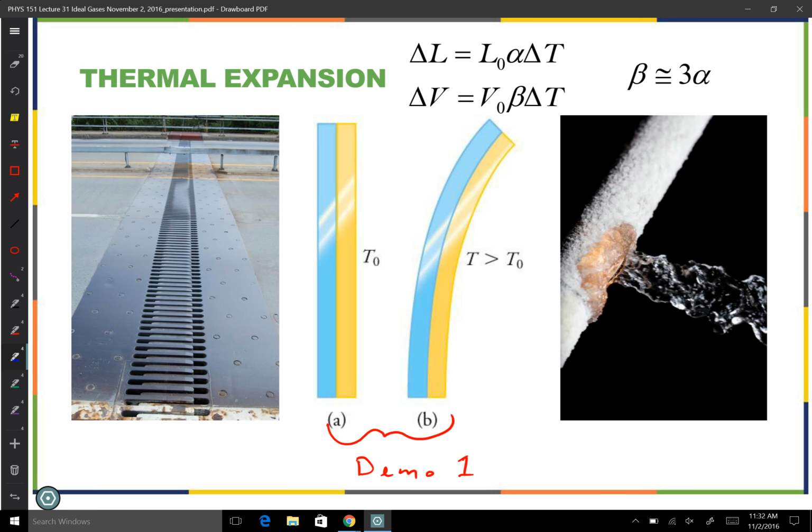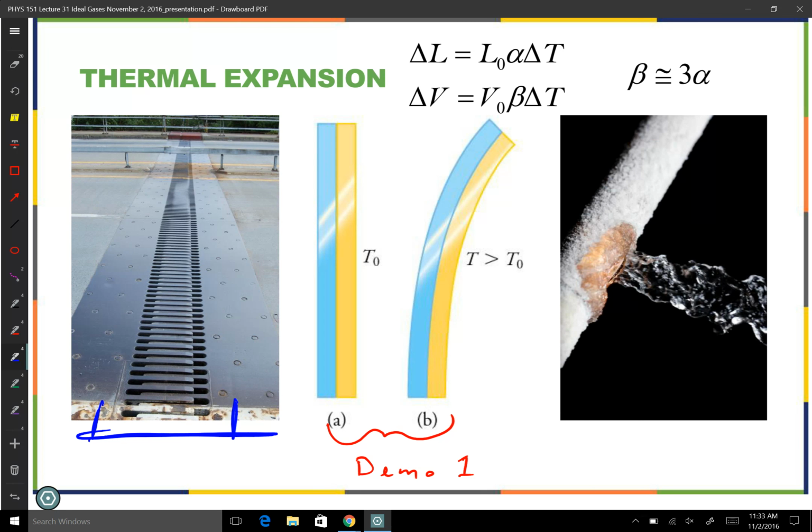You guys have seen, I'm sure, things like this on bridges. The purpose of that is because as the air temperature changes, the bridge is going to expand or contract. What you really don't like to have is your bridge break apart or buckle. So they put in this expansion joint so it can slide and stay flat as it gets longer and shorter.